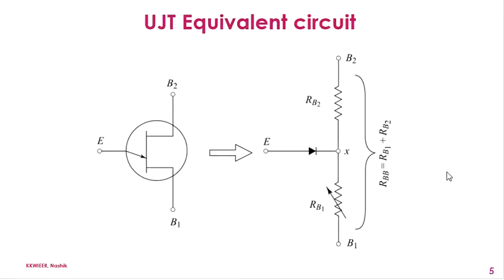So in this equivalent circuit, the diode represents the PN junction between emitter and base bar at point X. The arrow through RB1 indicates that it has a variable value ranging from 4 kilo ohm down to 10 ohm.